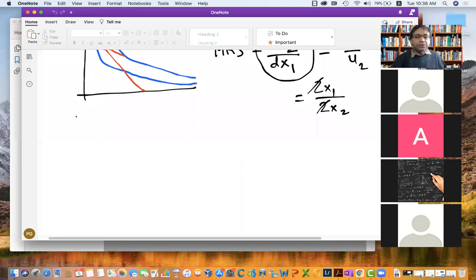Okay, let's take a concrete example. Our consumer has a Cobb-Douglas utility function. So let's illustrate these concepts with that problem.